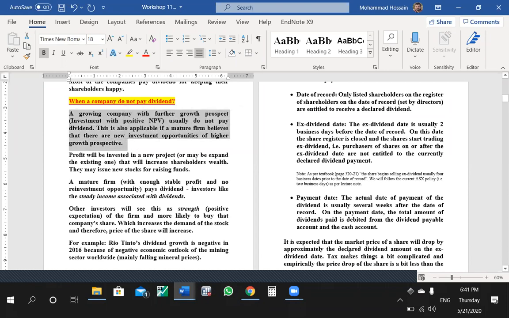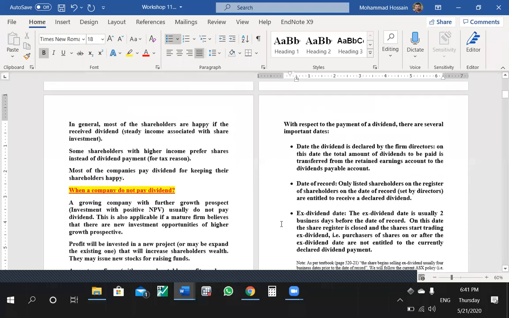All right, so when understanding dividends, we need to understand another thing here, which is called the ex-dividend date. This is a very interesting part.